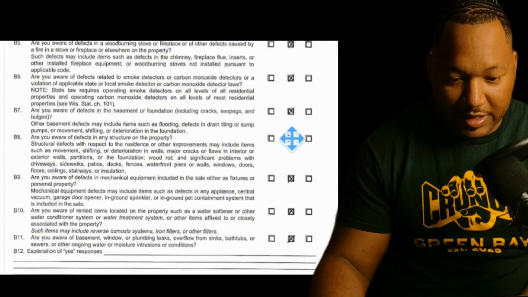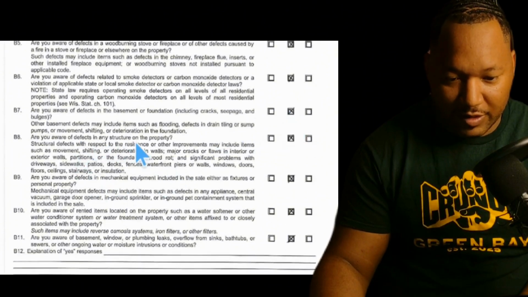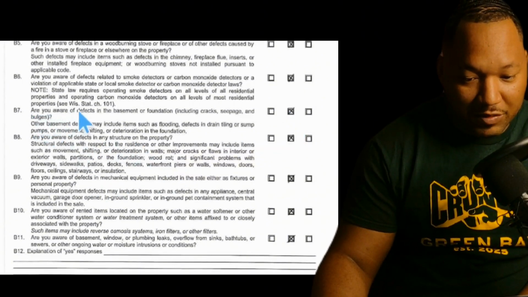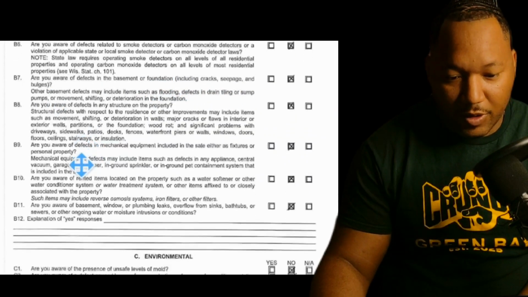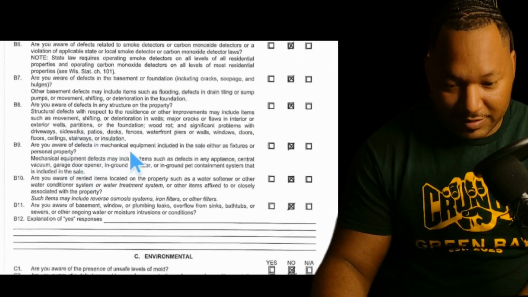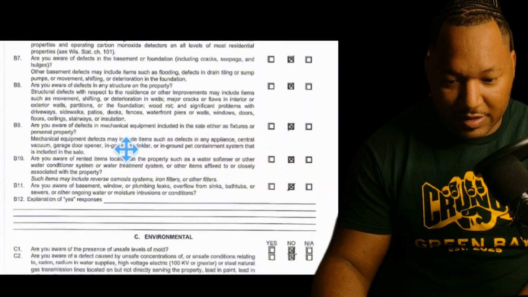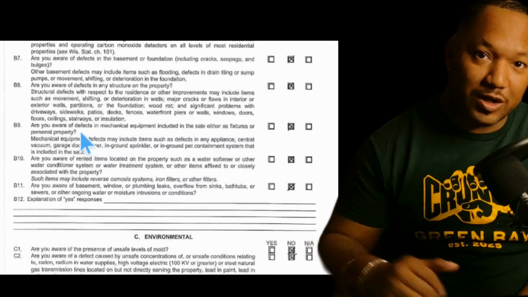Are you aware of defects in any structure of the property? Are you aware of defects in the basement or the foundation, including cracks, seepage, bulges? Are you aware of defects in mechanical equipment included in the sale, either as fixtures or personal property? So that means it's not only structural, right?